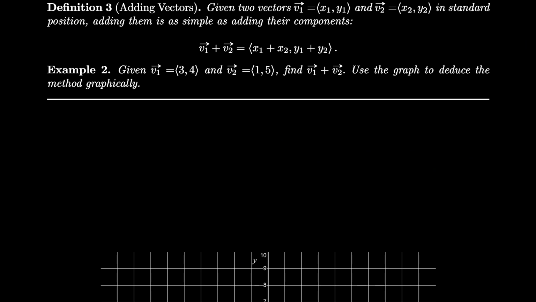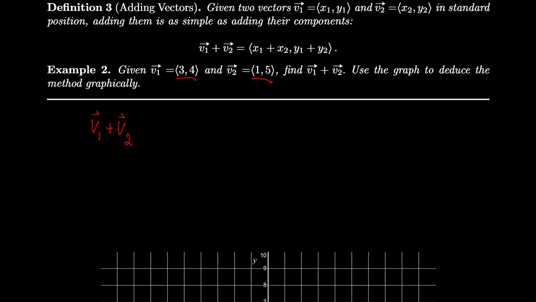All right, so now let's add vectors together. So given two vectors, v1 and v2, and notice that they're both in standard position, adding them is as simple as adding their components. So here we are given vectors v1, 3, 4, and v2 is 1, 5. We're asked to find v1 plus v2, and then we're going to use the graph to deduce the method graphically. So I'm going to show you what we're doing graphically as well, and it's actually pretty cool what this means. But we're just going to go ahead and add these two things together. I want to know what v1 plus v2 is, okay?